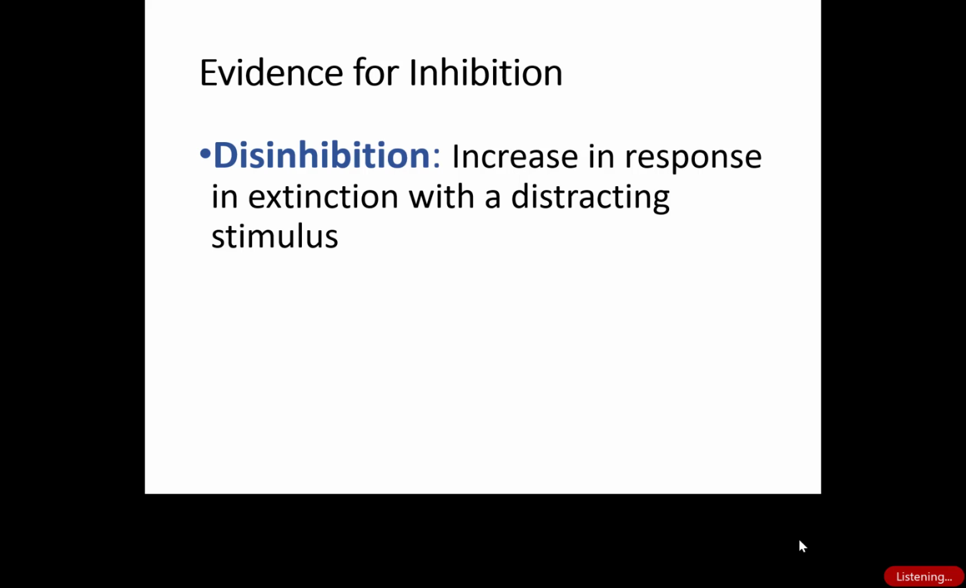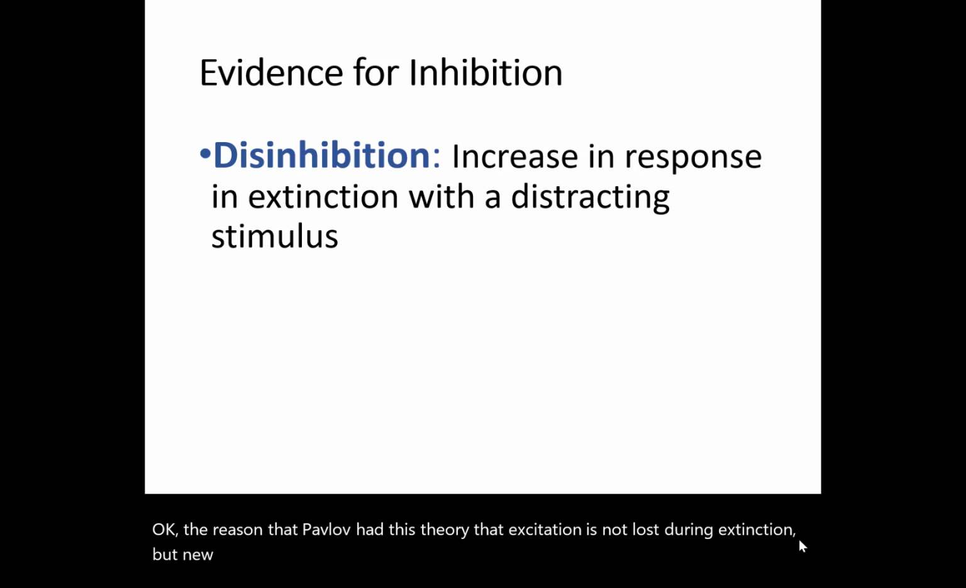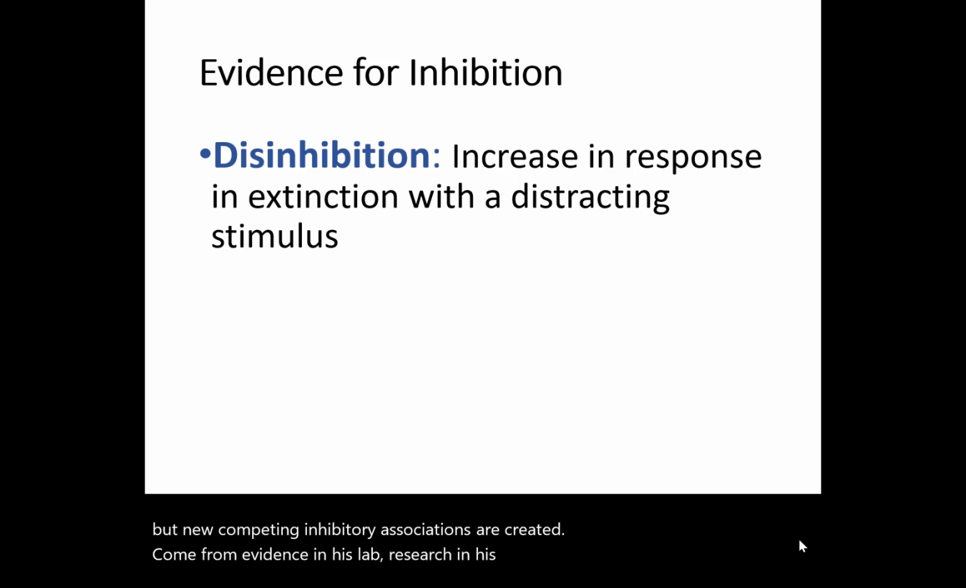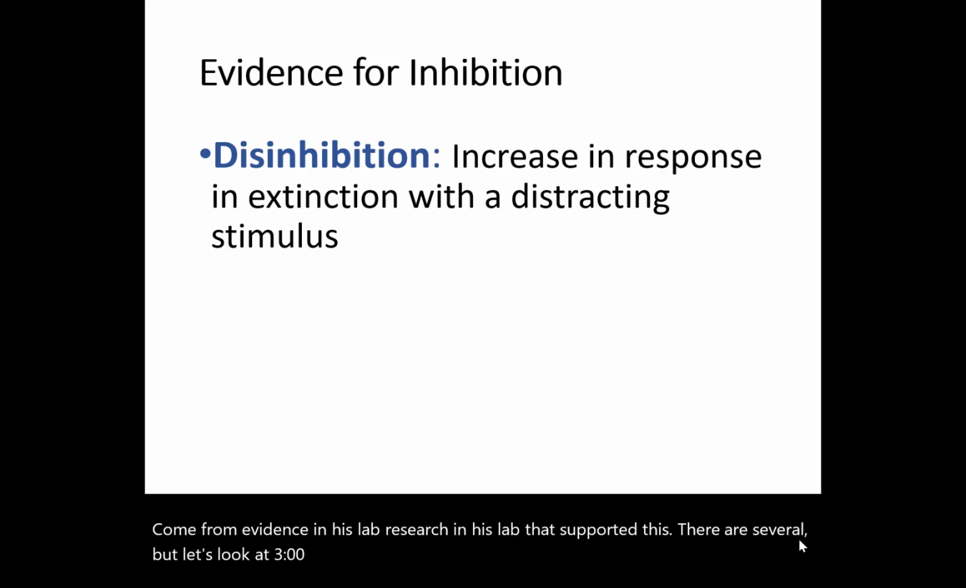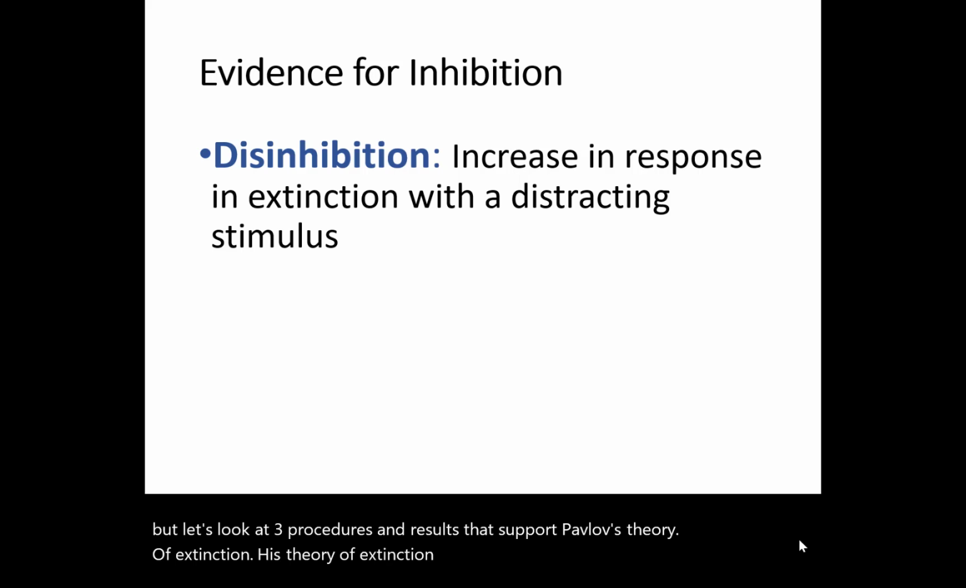Okay, the reason that Pavlov had this theory that excitation is not lost during extinction, but new competing inhibitory associations are created, comes from evidence in his lab, research in his lab, that supported this. There are several, but let's look at three procedures and results that support Pavlov's theory of extinction. His theory of extinction is inhibitory associations compete with excitatory associations. So the first one he called disinhibition.